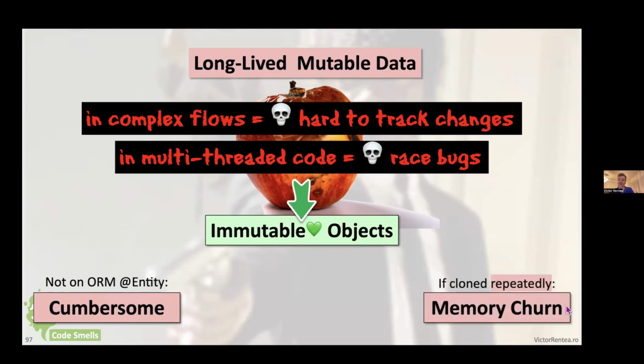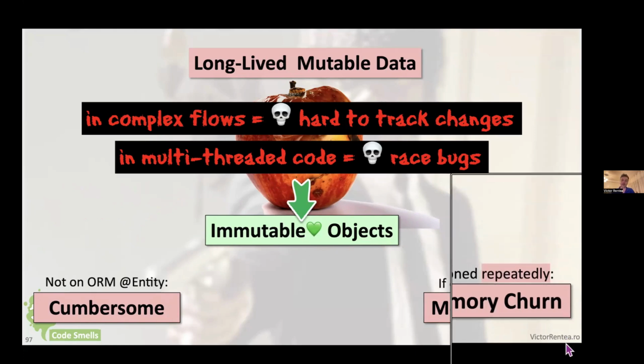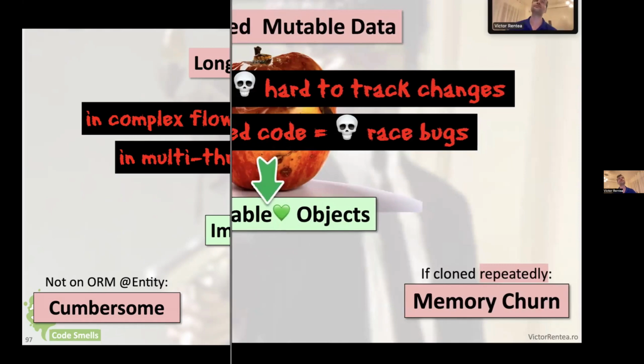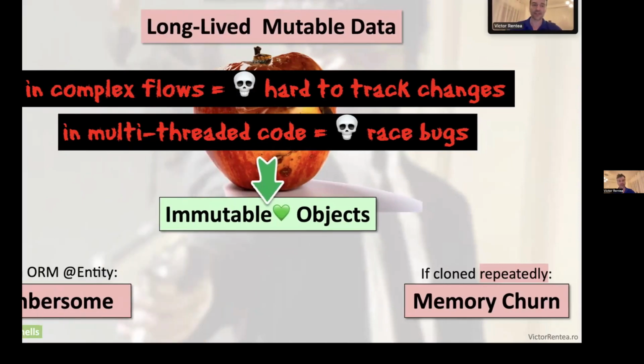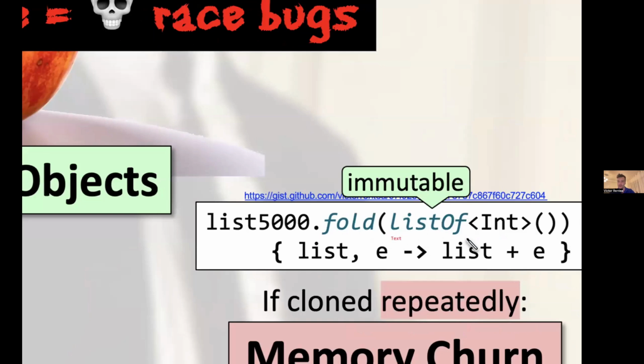Also, be careful with repeated cloning. From a language which I have very dear to my heart, Kotlin, in Kotlin the collections are by default immutable. So in Kotlin, they got burned one day. They did this. So they actually started with an immutable list, which was immutable, and they did a fold, which is a kind of a reduce.